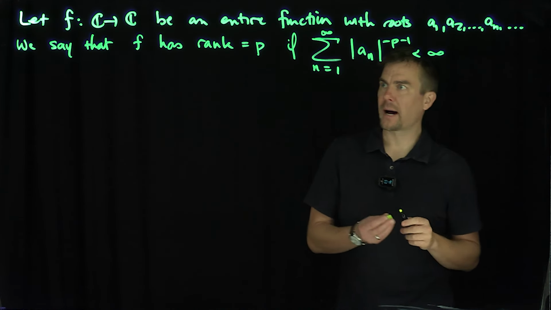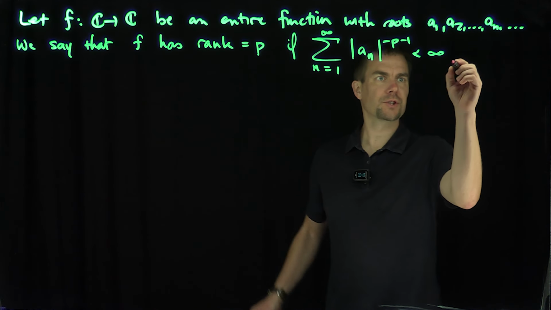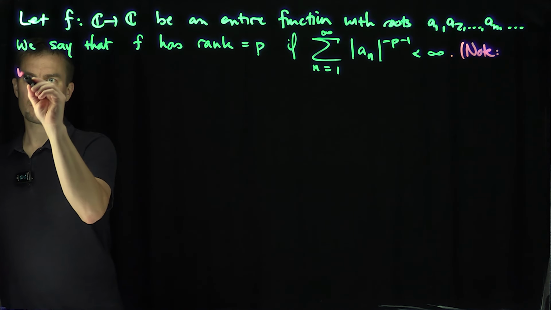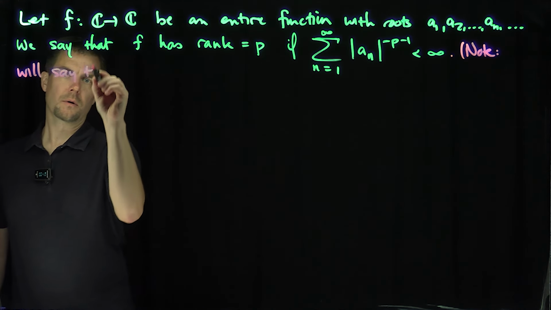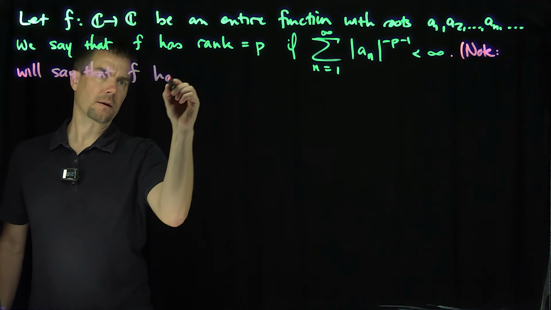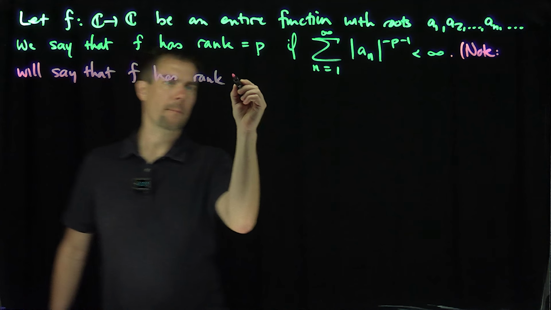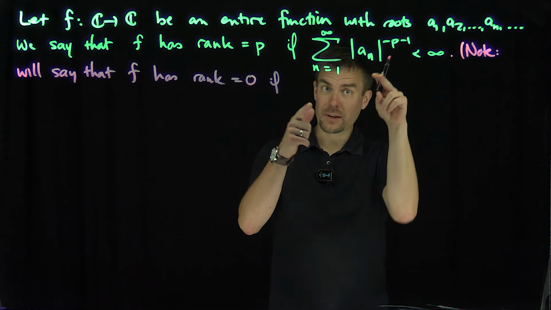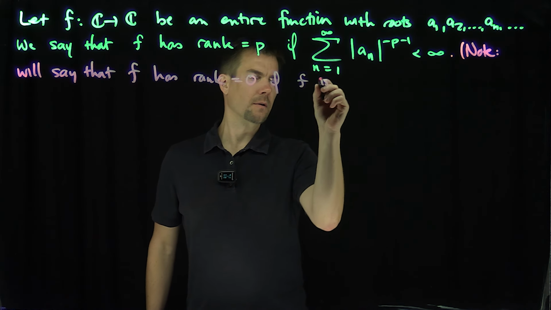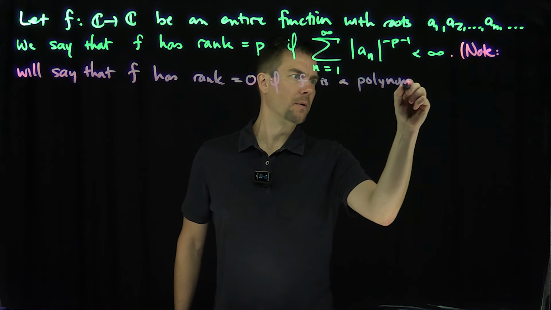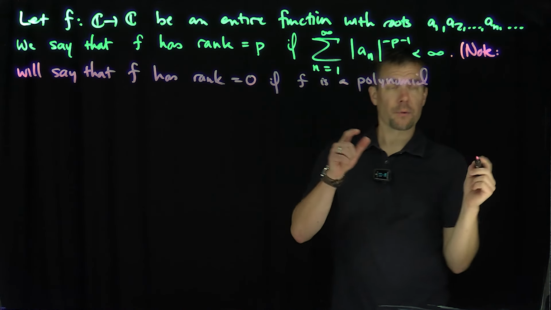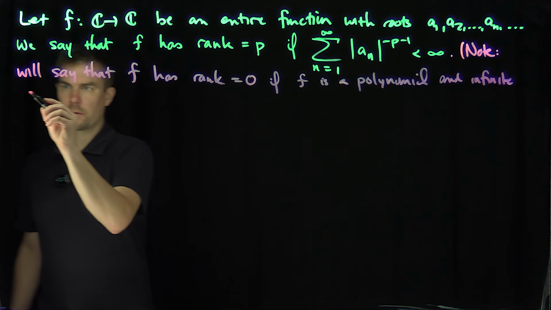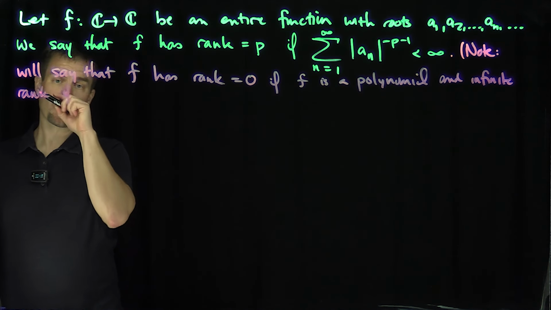So two caveats behind this. One caveat, just as a remark: we will say that f has rank 0 if f is a polynomial. In other words, there is only a finite number of terms over here, and polynomials are entire functions. And infinite rank if no p works.